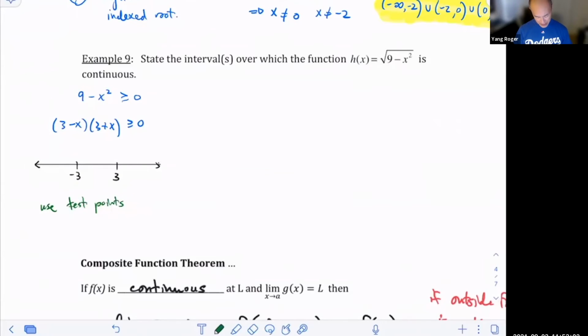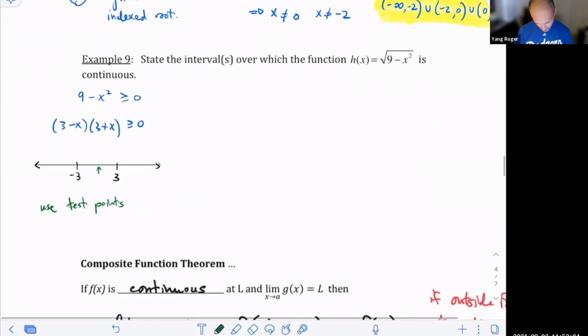So my favorite test point in all the land is 0 because it's super easy to evaluate. So when I plug in a 0 over here, I'm going to get 3. When I plug in a 0 over here, I'm also going to get 3. So that's going to be a positive number. All I care about is the sign.